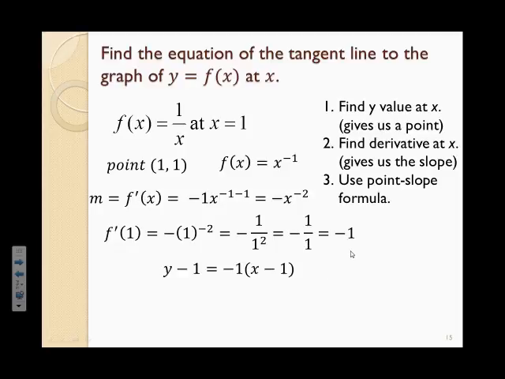So now we have the slope, and we can use the point slope form. So y minus 1 equals the slope, or the derivative, times x minus 1. As we do the algebra, the problem works out, and we get the equation of the tangent line at this point to be y is equal to minus x plus 2.